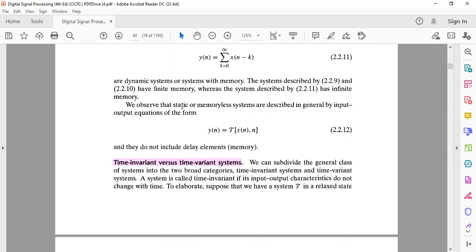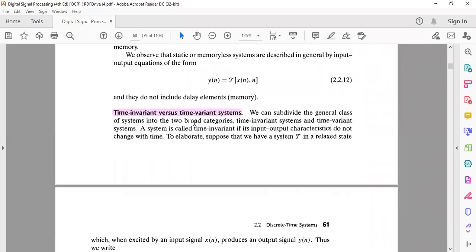We observe that static or memoryless systems are described in general by input-output equations of the form y(n) equals the transformation of x(n) at n, strictly at n, and they do not include delay elements. That means that they are memoryless.